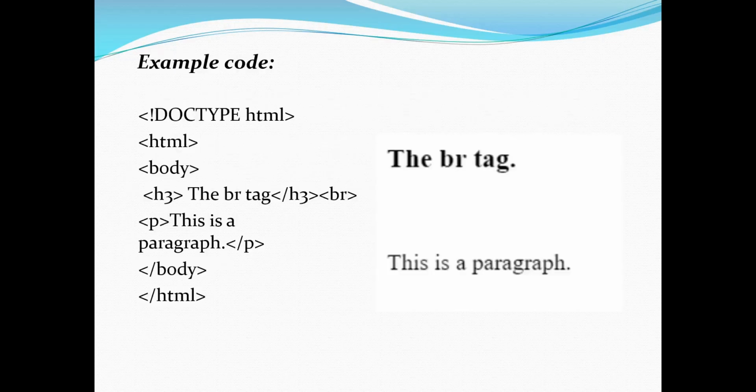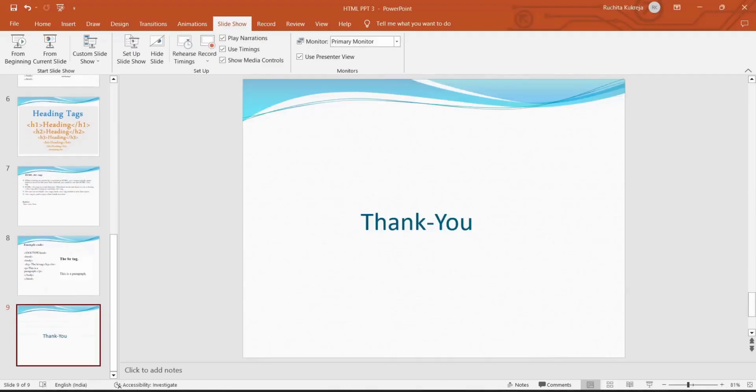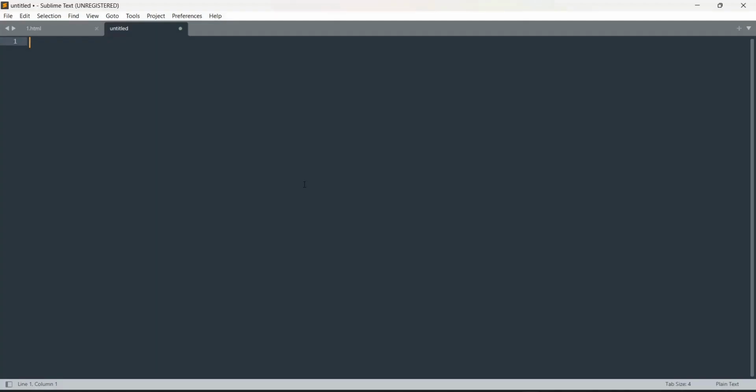In H3, we have written the BR tag. Then we used BR, which gave a space, and then we have written a paragraph. Paragraph is written in P tag. You start P tag, you put the sentence or paragraph, and you close your paragraph tag. Let me move you to the Sublime and let's start coding.